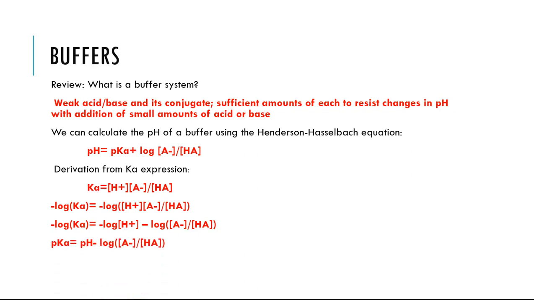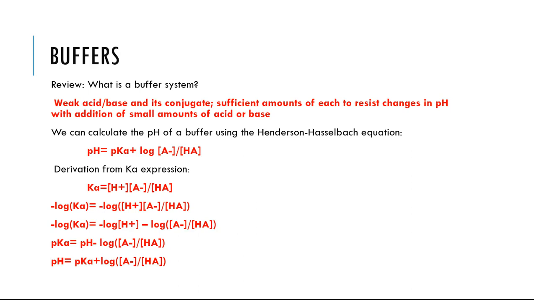The negative log of Ka is by definition the pKa. The negative log of H plus is by definition the pH. So pKa is pH minus the log of the conjugate over the original. And then I can rearrange to solve for the pH. Okay?